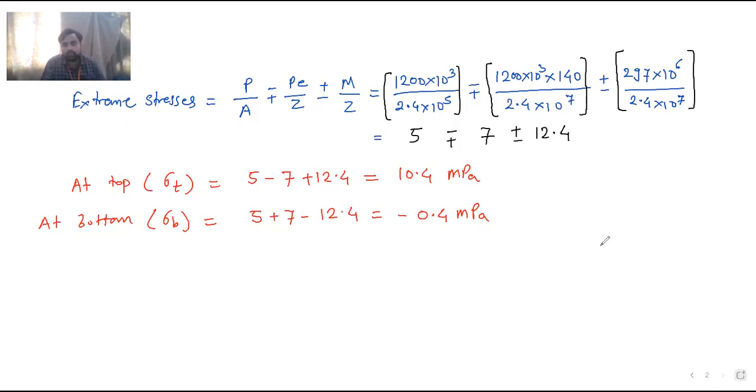So the next thing is the same problem. Now you see the stresses at top it is 10.4, at bottom it is minus 0.4. The same problem we are going to solve by the strength concept, or pressure line concept. So first we will calculate the shift.